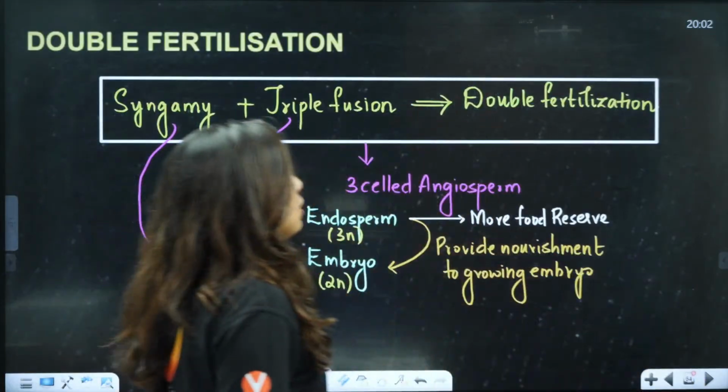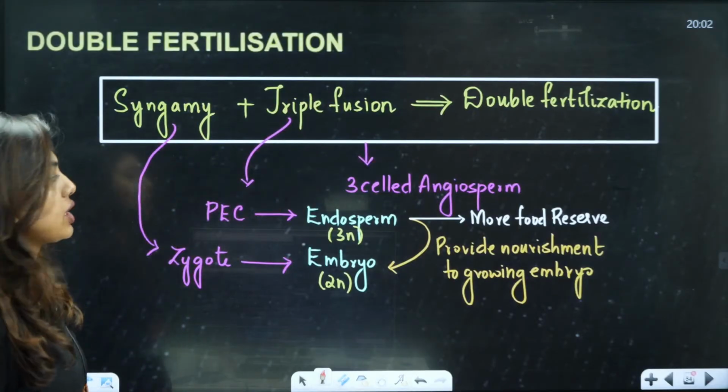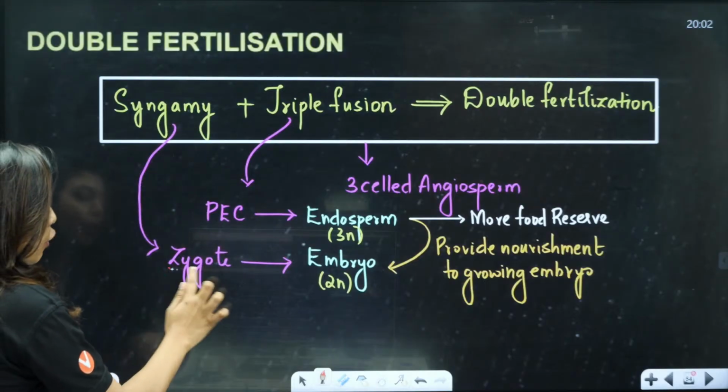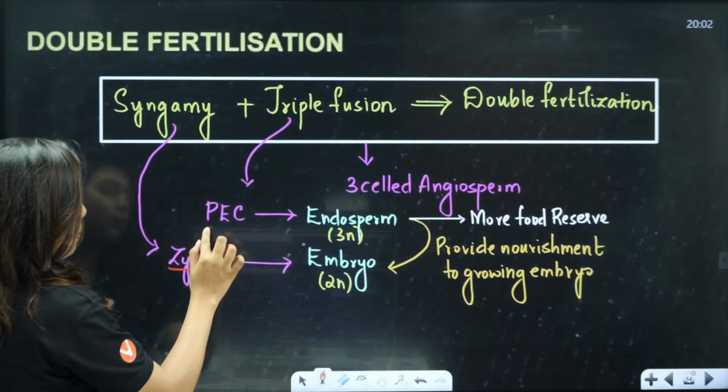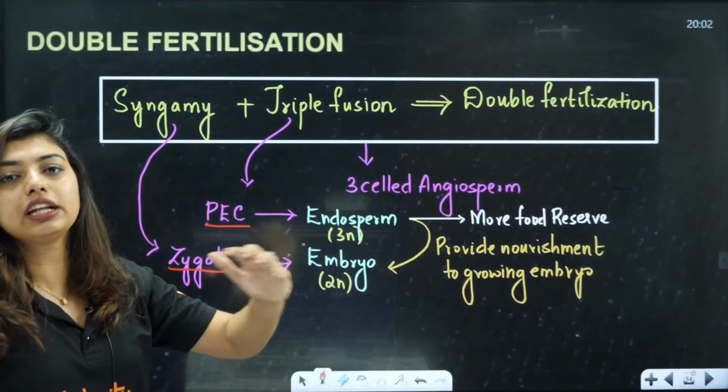So we call it double fertilization. Syngamy plus triple fusion is double fertilization. Clear? So remember, syngamy will end up forming the zygote. Triple fusion will give us the primary endosperm cell that is going to ultimately form the endosperm.